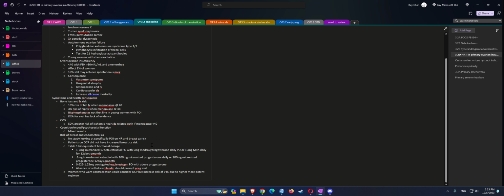What would be your go-to transdermal estrogen? My go-to transdermal is estradiol. What's the dose? It's one pump, 1.25 actuated, from the wrist to the shoulder daily. One pump. Oh, so it's like a spray? It's like a lotion. Oh, I see.